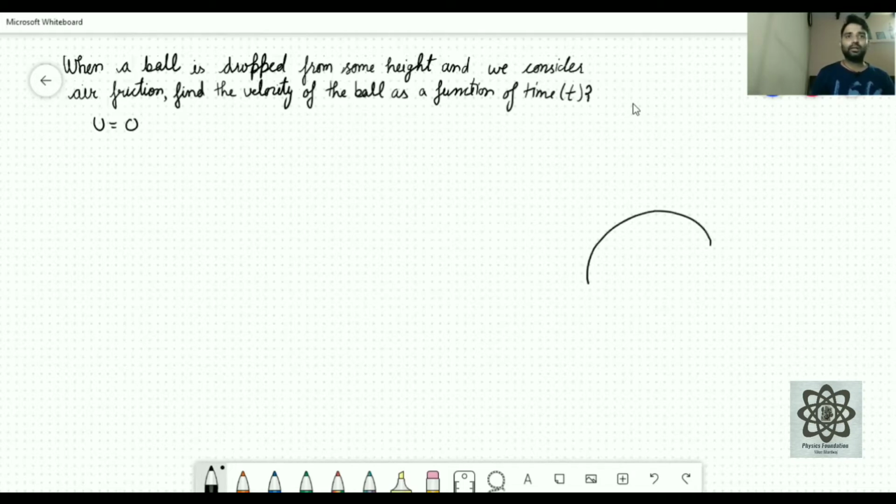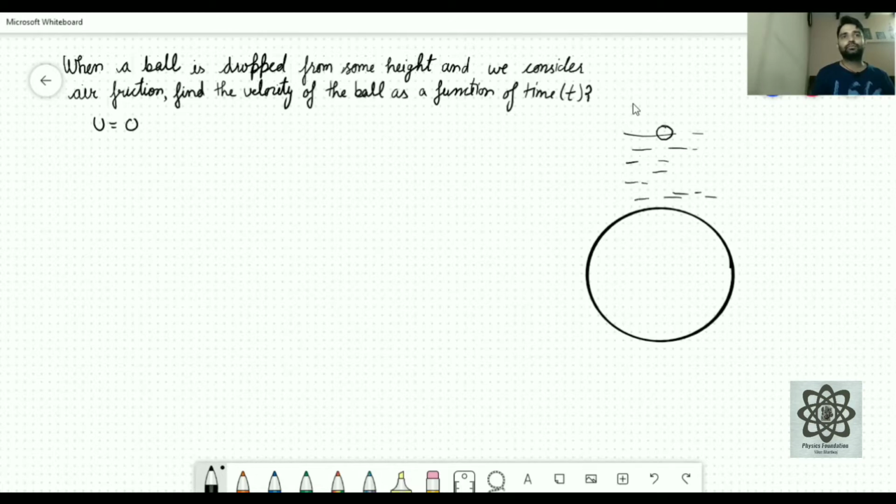So let's see, if we say there is earth, right, and a small ball is at some height, right, and it is being dropped, and there is an air friction. So the initial velocity, as it is dropped, is given as 0. Now if we consider air friction, this means the ball will be having two forces, right? First force is in downward direction and the other force will be in upward direction.